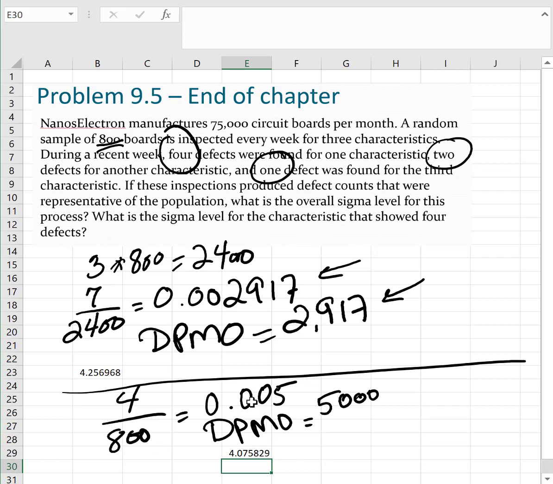So for this quality characteristic we're operating below what the overall is for all 3 quality characteristics, and so this would be something where we might be interested to do some analysis, find out what the problem may be, do some root cause fishbone diagram, maybe Pareto charting, something like that. Okay, thank you.